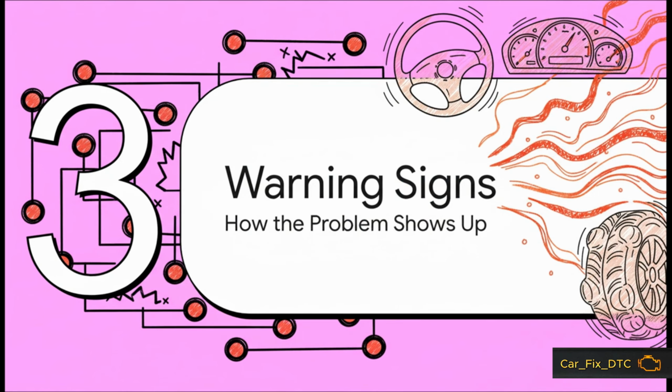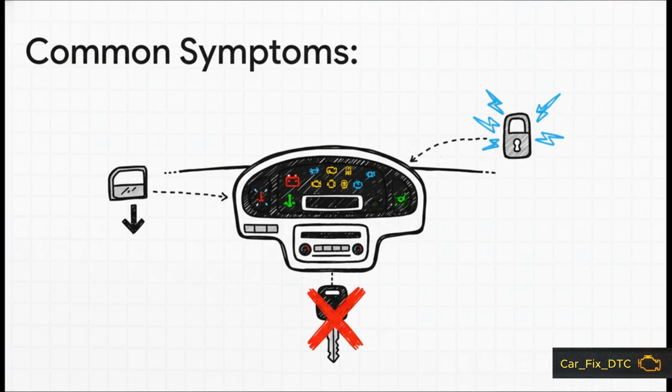Okay, so a communication error on a computer network, what does that actually look like from the driver's seat? Let's take a look at the warning signs. And here's where it can get really, really confusing. You might see a whole Christmas tree of warning lights on your dash. Your windows might not work, or your locks could start acting possessed. The car might not even start, and sometimes you can even experience performance issues like poor acceleration. It's all because the systems that rely on the BCM for information are now completely flying blind.